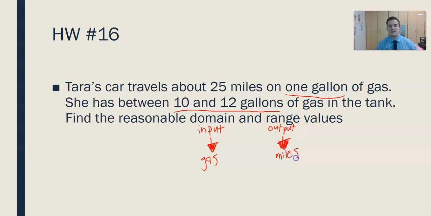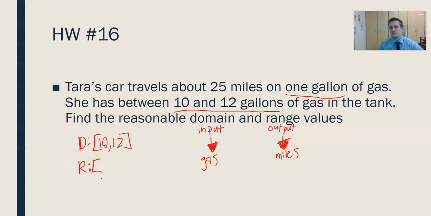This is a pretty simple, basic explanation of a scenario in the real world that we can use a function to model. So we could think of this situation as a function that has certain input values, a domain, and certain output values, a range. So we ask ourselves, if the input is gas, how much gas do I have in the tank? Well, I don't know exactly, but I know that there is between 10 and 12 gallons. I could have 10.5 gallons, maybe 11.5 gallons, maybe 11.9 gallons, maybe 12 gallons. I don't know, but I know it's between 10 and 12 gallons. So my domain, the possible input values, is between 10 and 12 gallons of gas.